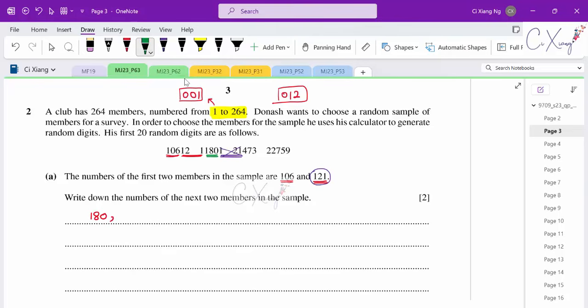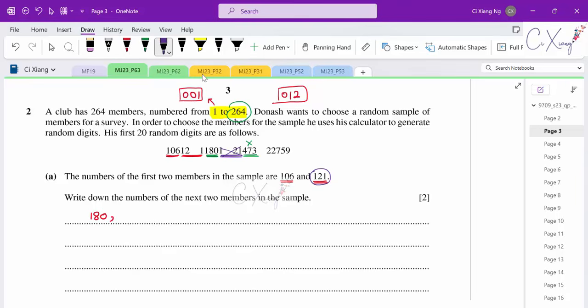So we'll proceed further. The next 3 digits will be 473. For 473 also we'll ignore it. Why? Because 473 is already out of the range that we have, which is 264. The maximum number that we have is 264. So 473 is already more than 264. Therefore, we are not going to include this member as selected.